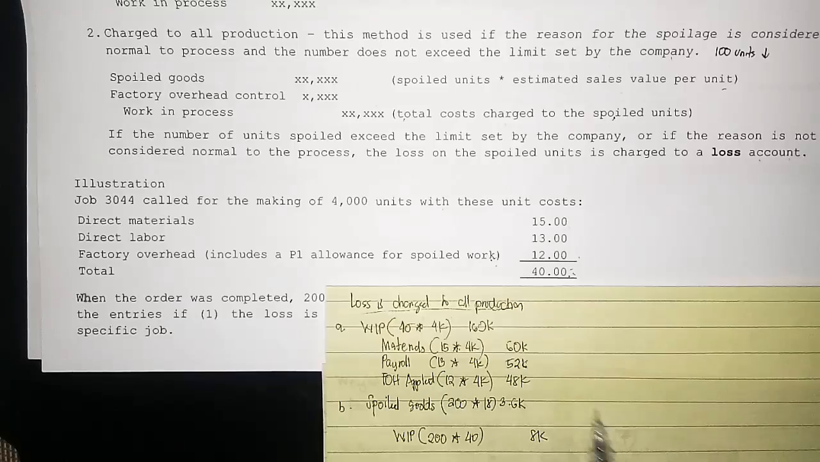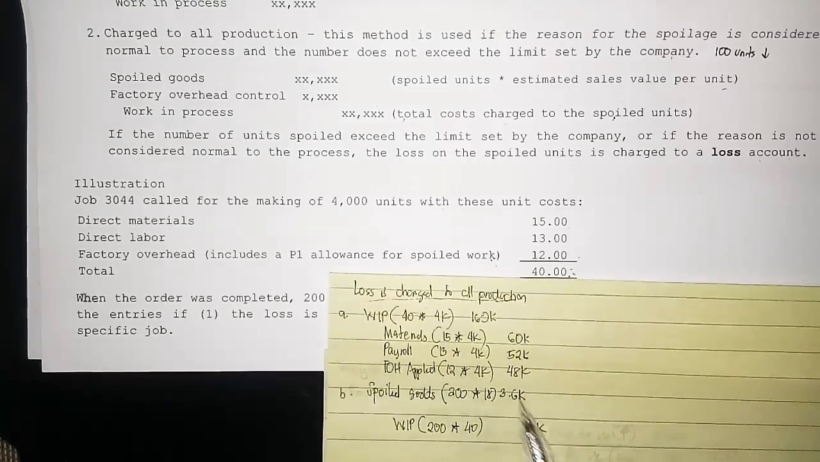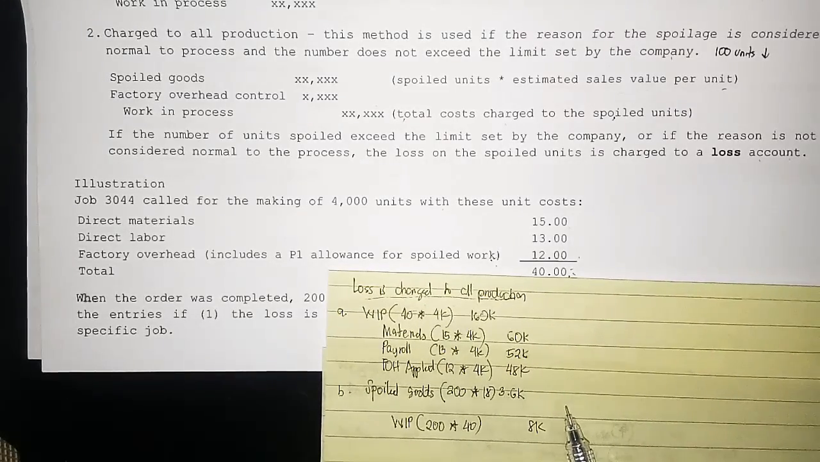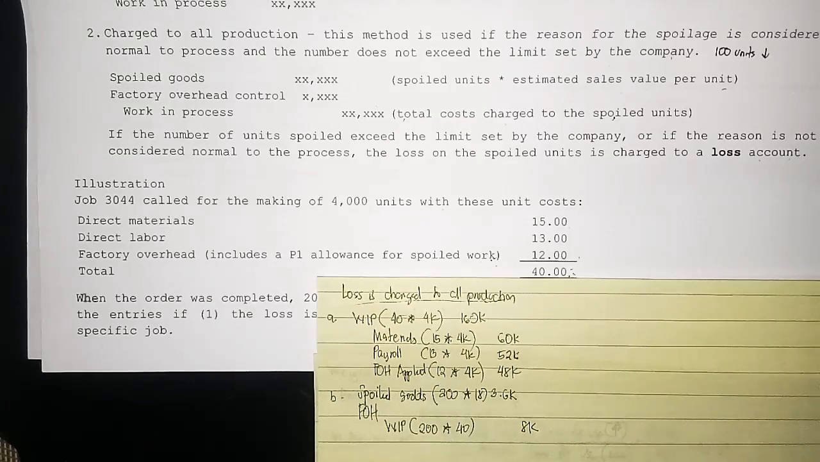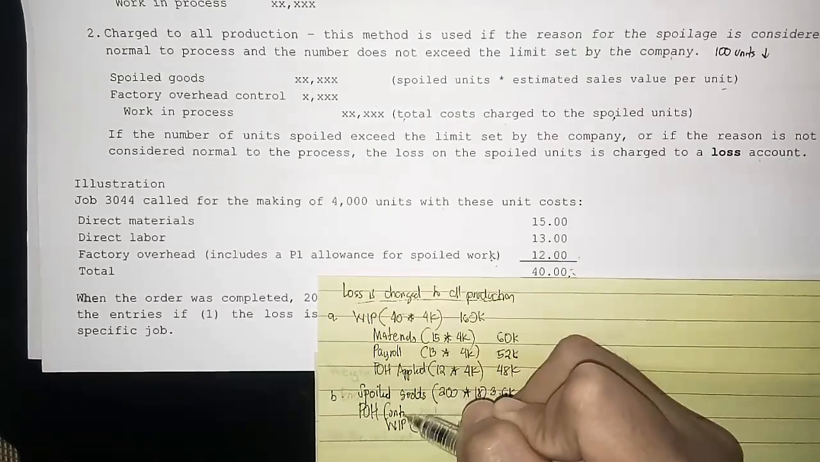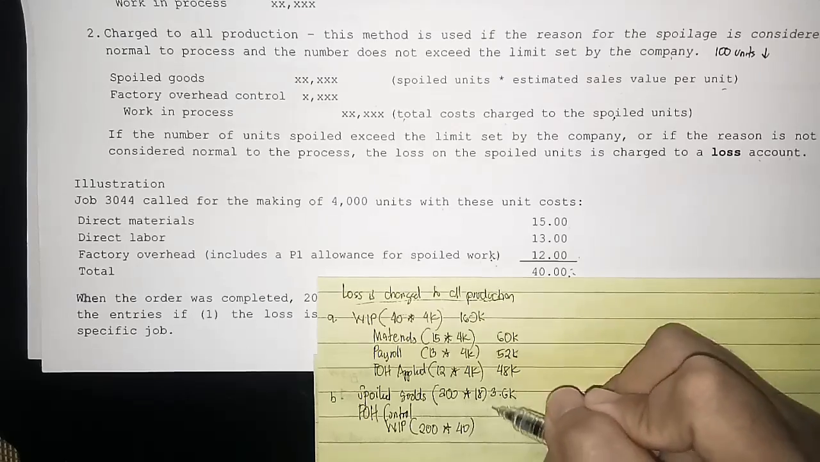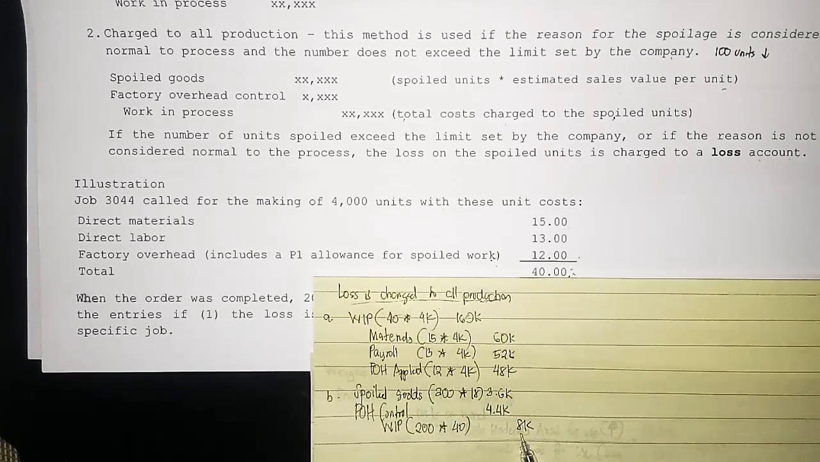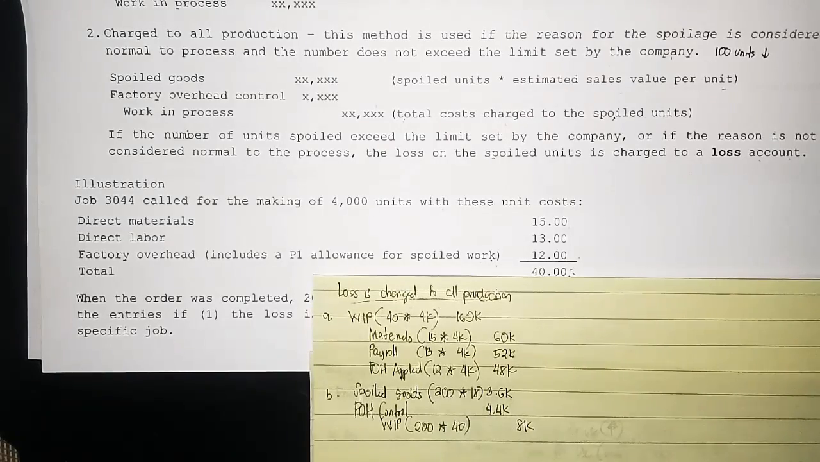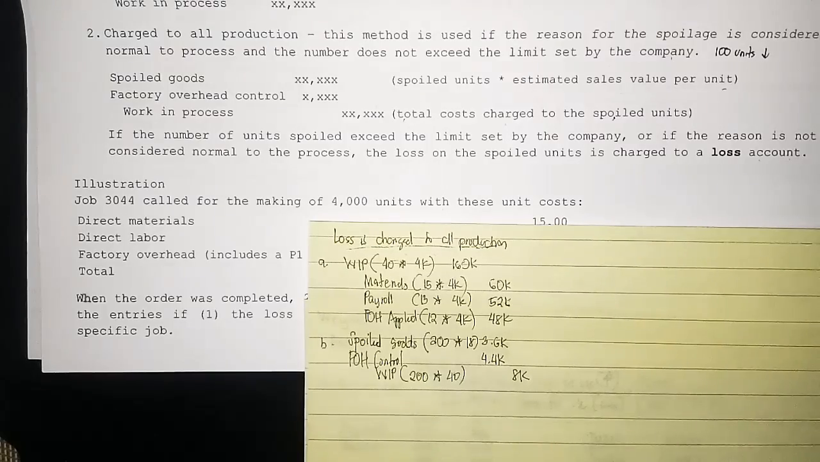So, yung difference ng spoiled goods and work in process is charged to factory overhead control na 4,400. Kumbaga, yung ginastos mo para sa spoiled units is 8,000. Pero, mabibenta mo na lang siya at 3,600. So, yung difference na 4,400 is sa factory overhead control.